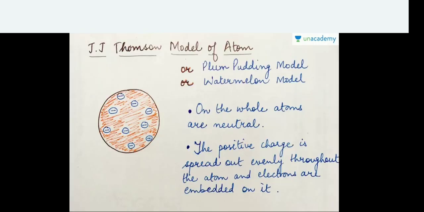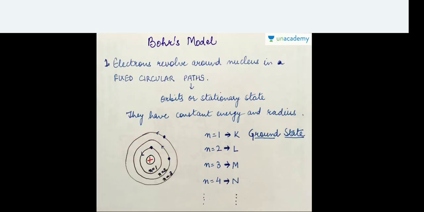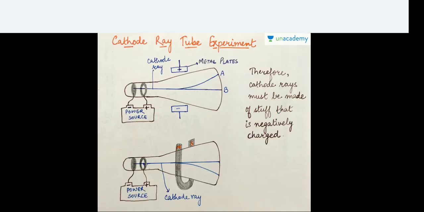Now, many attempts were made by different scientists. The first attempt was made by the scientist J.J. Thomson. After that, Rutherford also carried out an experiment which led to the discovery of protons or the nucleus. And then we'll also talk about Bohr's model. So let's start with the cathode ray tube experiment carried out by J.J. Thomson in 1897 that led to the discovery of electrons.